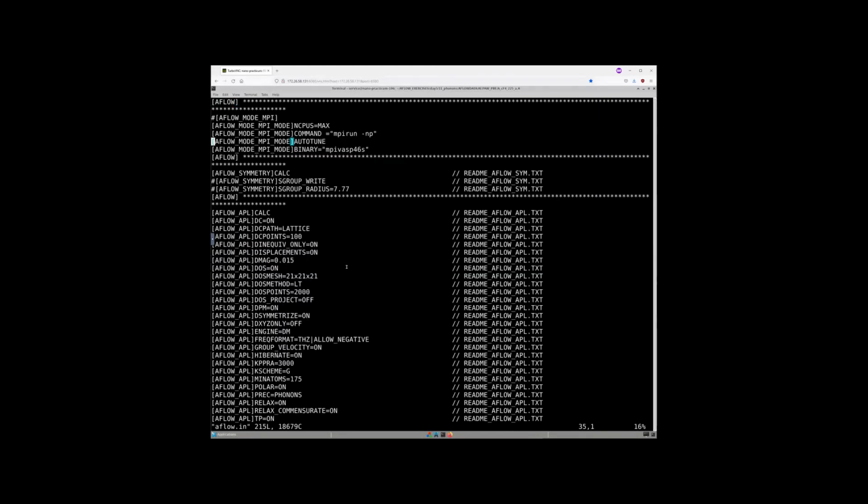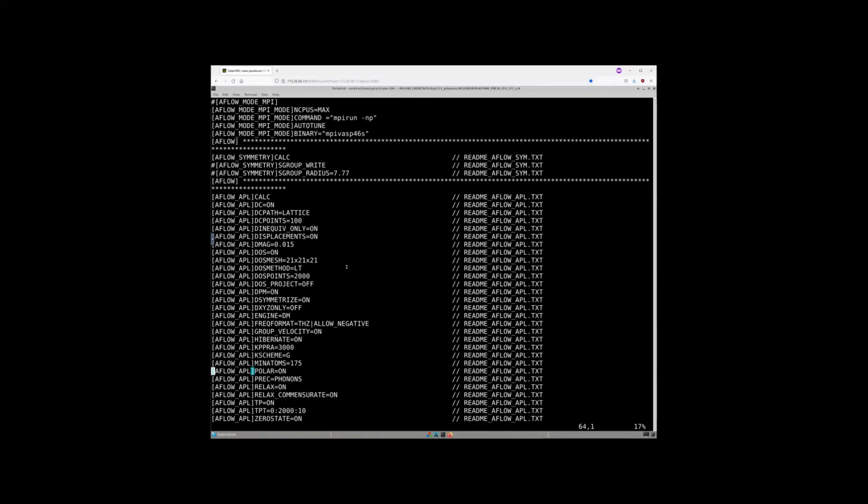If you go down a little bit, you see that the AFLOW-APL calc is commented out, and if we recall the AGL and AEL session, this means we're using an APL calculation. APL is short for Automatic Phonon Library, which is the AFLOW module to calculate phonons. There are a lot of options. For the interest of time I cannot go through all of them, but if you run aflow --readme=APL, you can see what all these options mean.